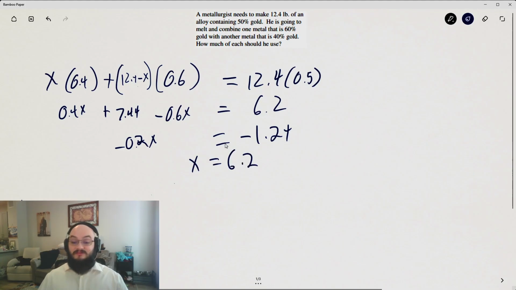So this means, remember where our x variable was. It wasn't here, but x by itself was up here. This variable x is equal to 6.2. That means that this one is 12.4 minus x, or 12.4 minus 6.2, which is also equal to 6.2. So this means we need 6.2 pounds of the 40% mixture and 6.2 pounds of the 60% mixture to make 12.4 pounds of the 50% mixture.